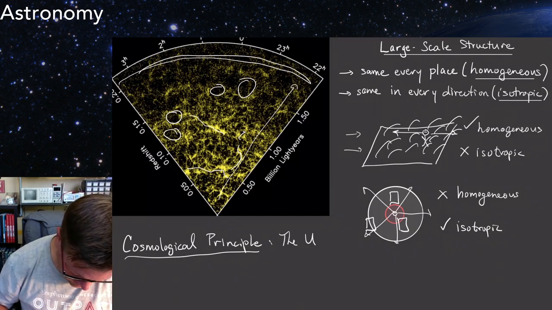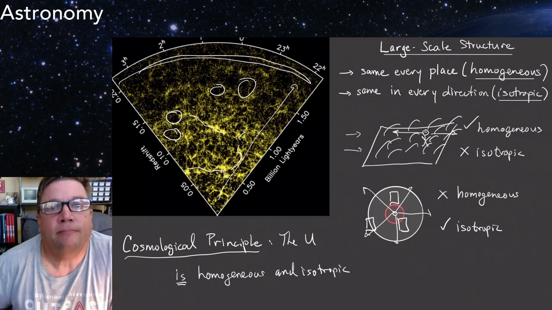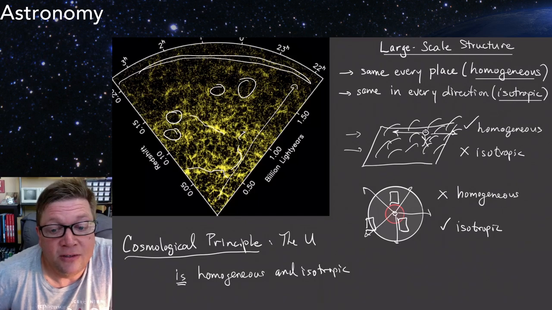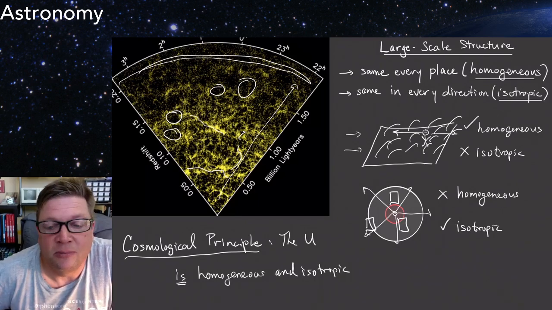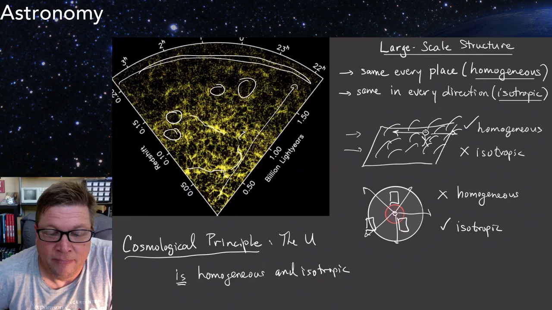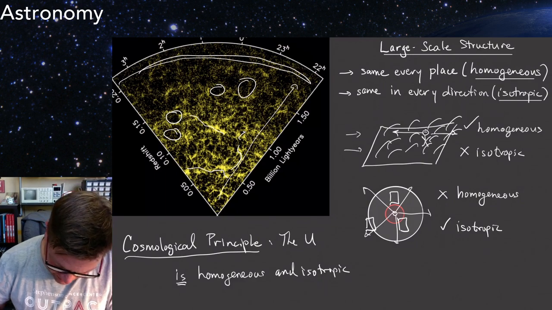The universe is homogeneous and isotropic on large scales. So that the universe is both of those things is called the cosmological principle. So it basically just says that everyone in the universe sees the same patterns. By the way, notice what that means. Look at what this implies.